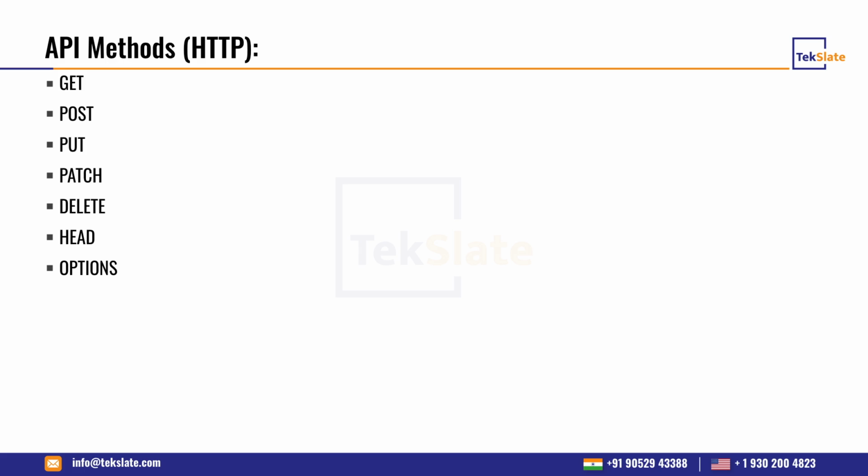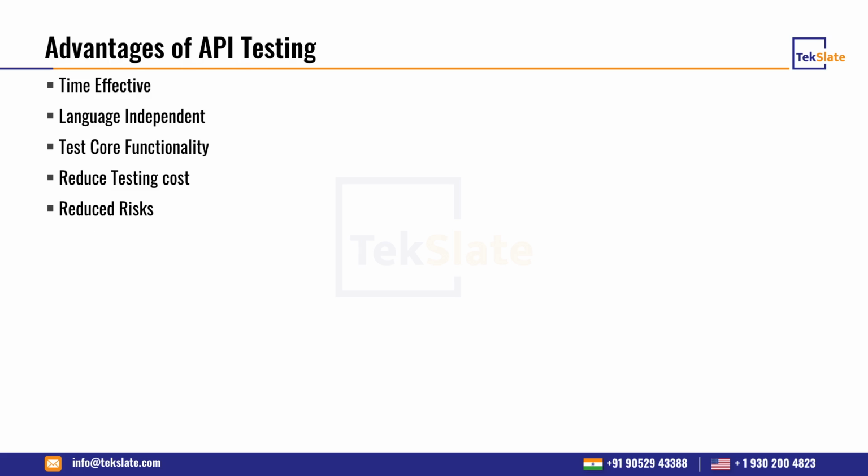Then we have DELETE. If we want to delete some of the records, we can use DELETE. And then we have HEAD. HEAD is similar to the GET request only. In case of GET, it returns the data in the response, but in case of HEAD, it will not return the data. And then we have OPTIONS. There are many other types available in Postman, which we will cover when we start the actual session.